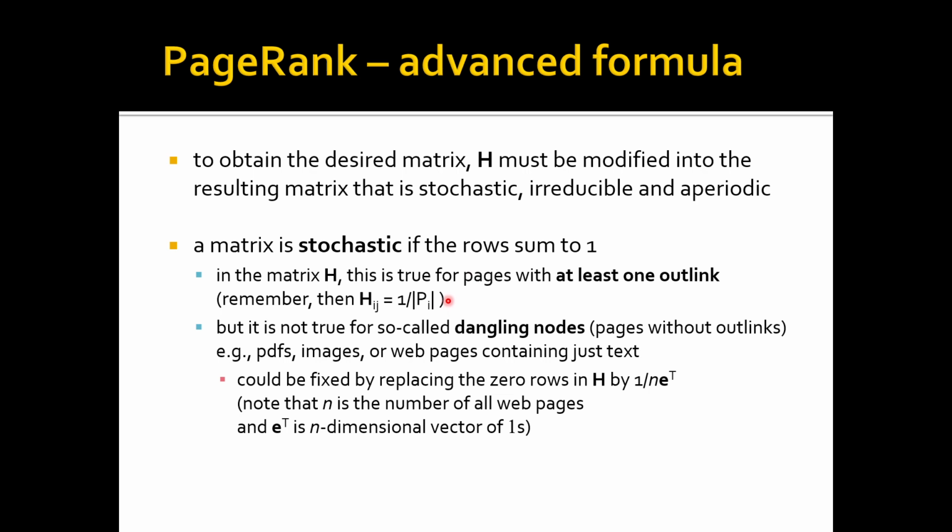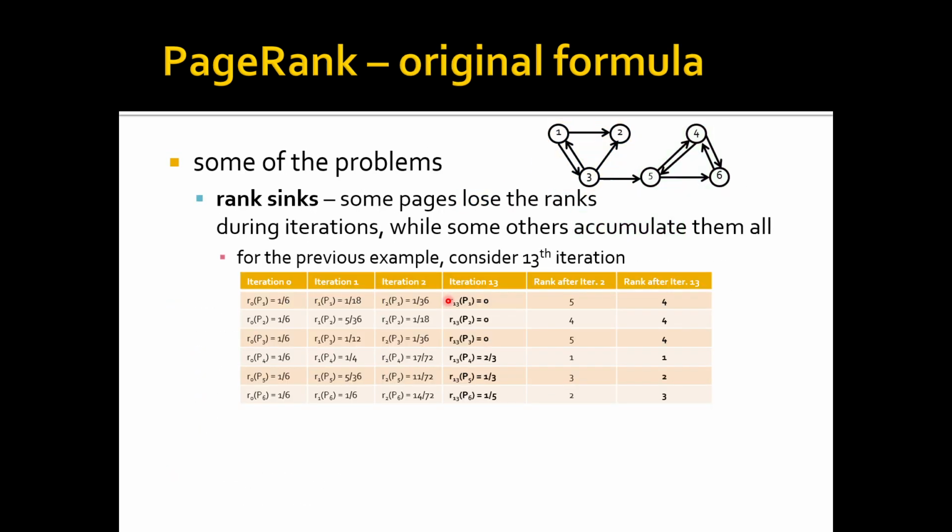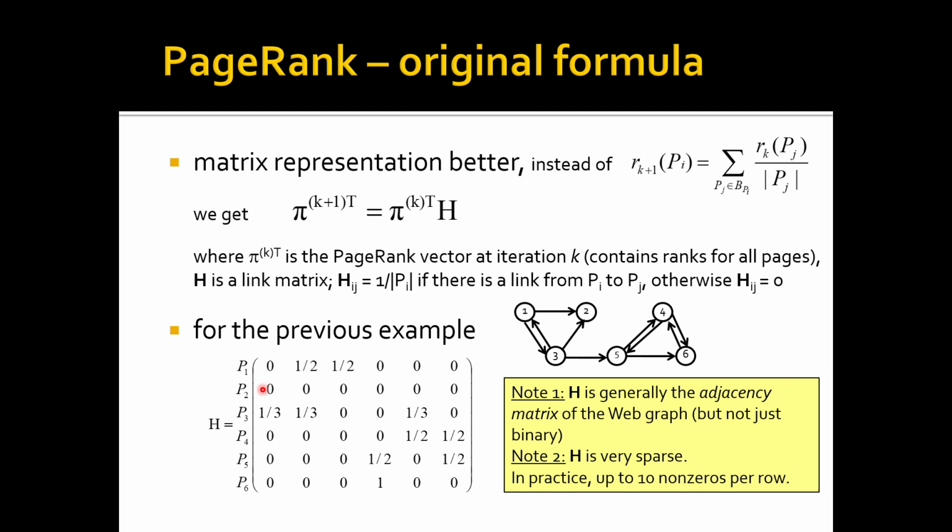But we also have rows where there are only zeros. We already had this in the matrix. Here we had this page 2 that has only zeros. So because of this, the matrix H is not stochastic. Otherwise it would be stochastic, but because of this 0 row, it is not stochastic. So what to do now?